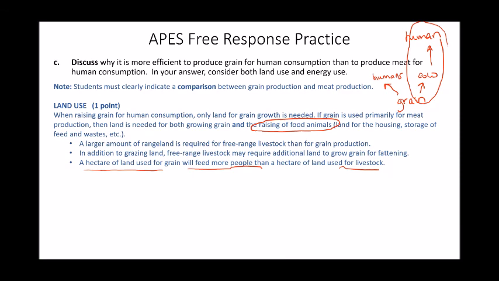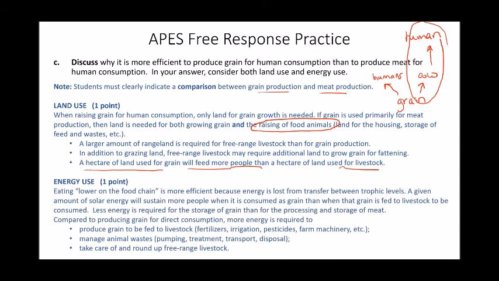So speaking of energy, we also had to compare energy use between grain production and meat production. So that would have been 1 point as well. Eating lower on the food chain is more efficient because energy lost from transfer between trophic levels is reduced here, because there are not as many links in the chain. So a given amount of solar energy will sustain more people when it's consumed as grain than when the grain is fed to livestock to be consumed.